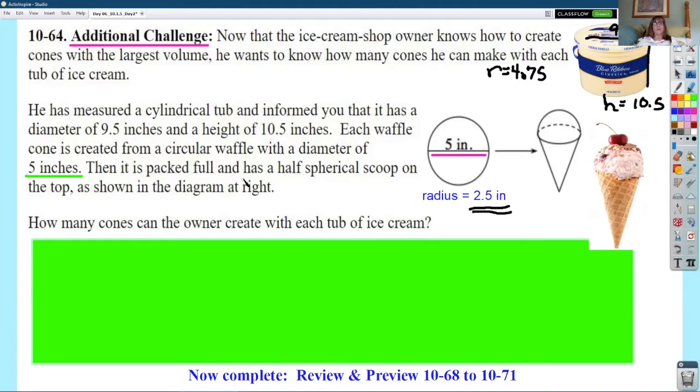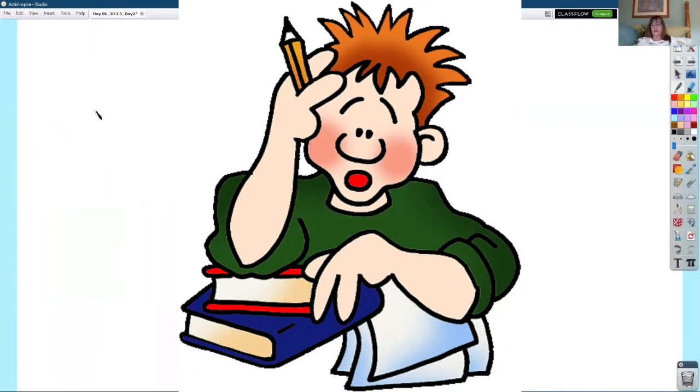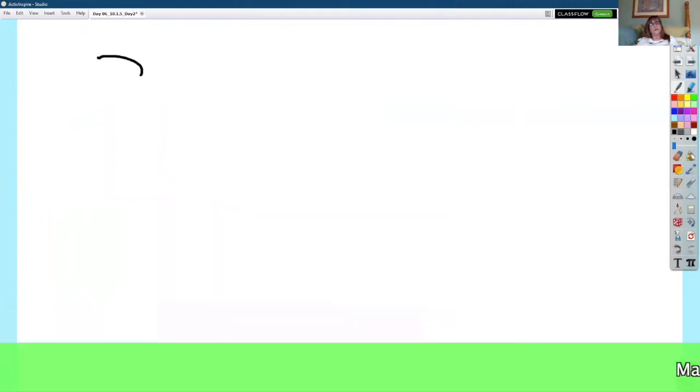Then it is packed full and has a half spherical scoop on the top, as shown in the diagram at the right. So this part right here. We don't know what the radius of this part is, so we'll have to figure that out. What we need to know is how many cones the owner can create with each tub of ice cream. So we're going to go to a blank page, and we're going to start by figuring out what the volume of the tub is.